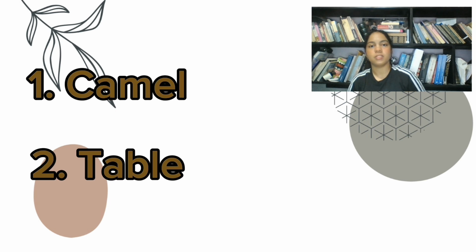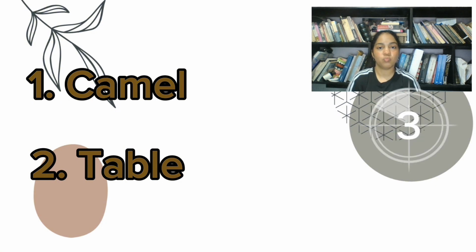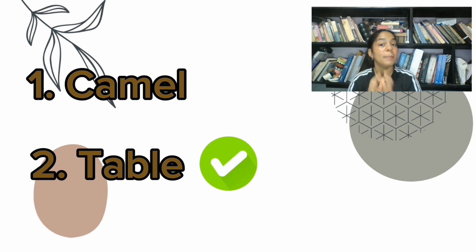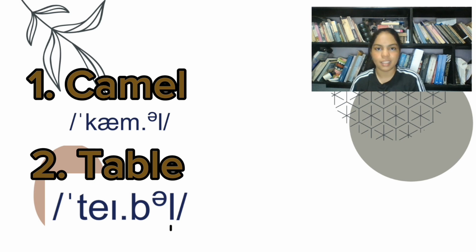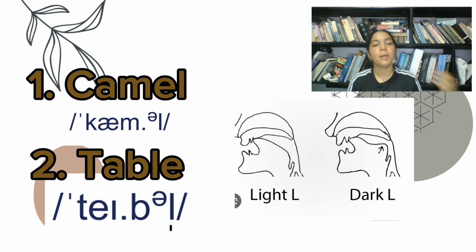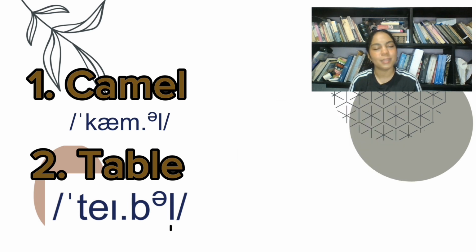And last question. We have two words. Do you know which one has a syllabic consonant? It's the second one, table. Because it has the dark L and you do not pronounce the schwa sound. Table, straight into the dark L sound. But camel, you don't say camel with no vowel, it's camel, with the schwa sound in the second syllable.